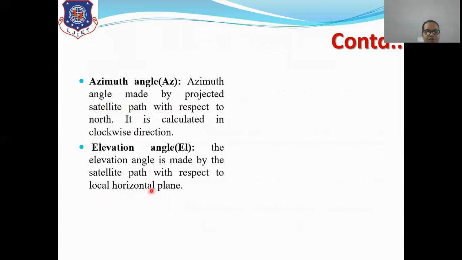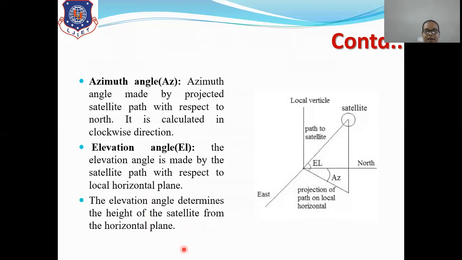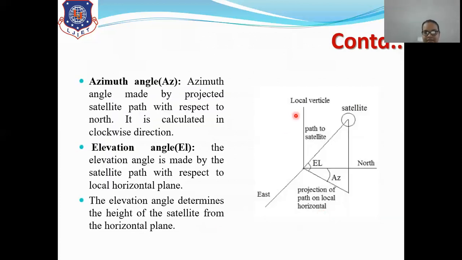So from the ground station, at which height or at which angle the antenna should be placed so that the exact signals can be achieved. Now, the elevation angle determines the height of the satellite from the horizontal plane. As you can see in this figure, this is the local vertical, and this is the north position, and this is the horizontal plane.